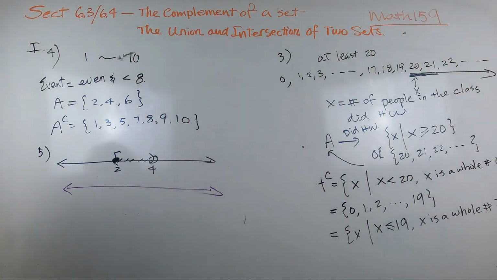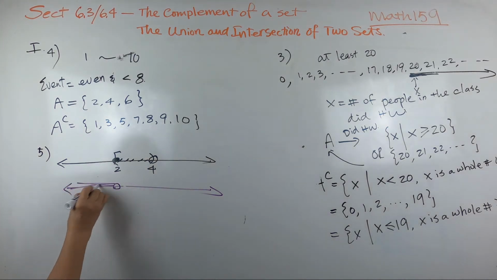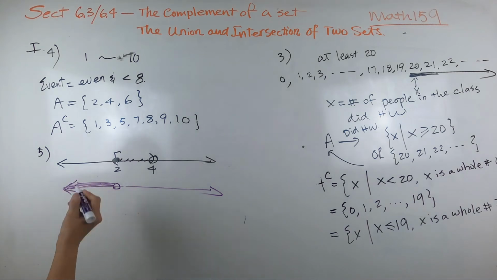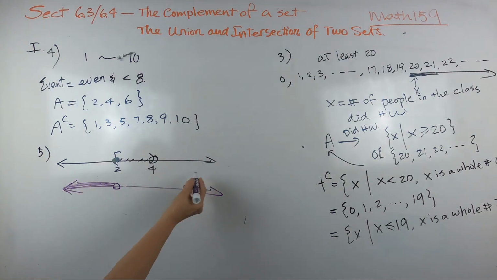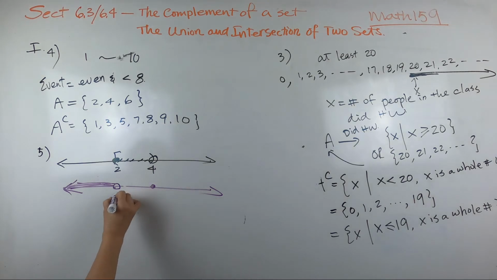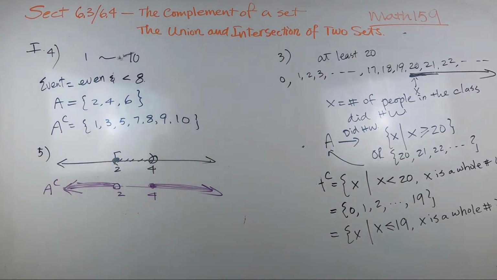So the complement will be the outside of it, not including 2. So it will be here, then outside, all the way here, and after 4, including 4. That's 2, that's 4, including 4, all the way to there. That would be your A complement.